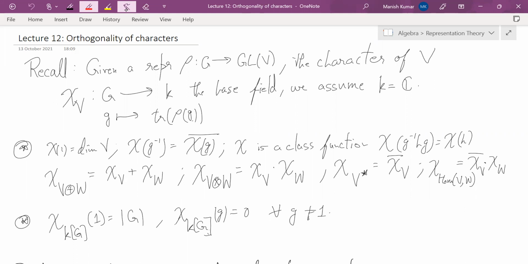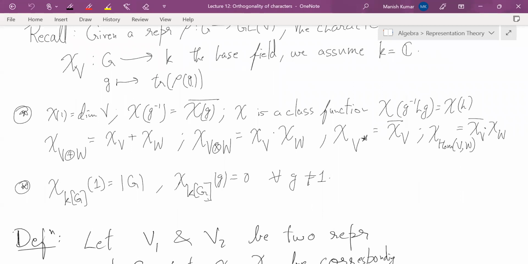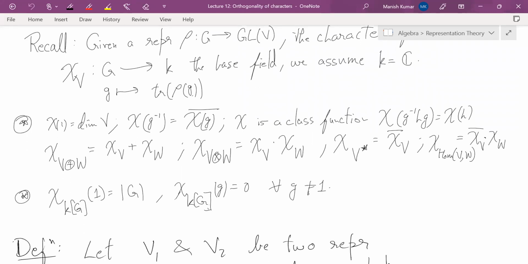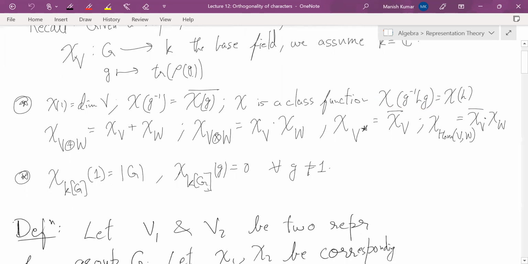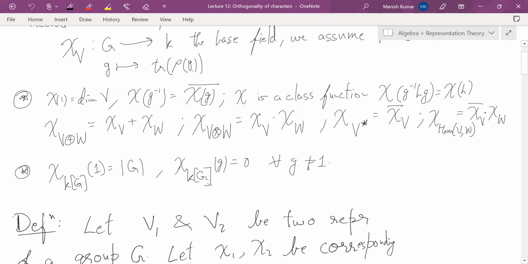So we are thinking of complex representations over complex numbers. Okay, and then we saw some properties of characters. For instance, we saw that the dimension of the representation, you can read it out from the character. You just evaluate it at identity and you get the dimension of V. We saw that chi of g inverse is chi g bar. We saw that chi is also a class function, which means precisely this thing. And then we saw that the character of a sum of two representations is just the sum of the characters.